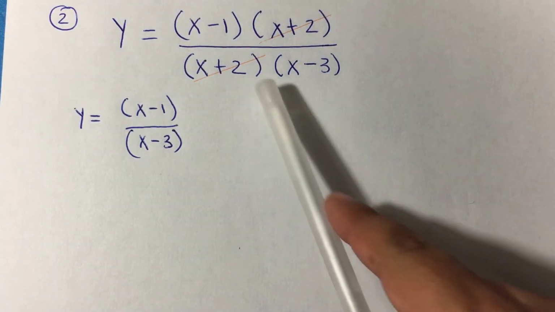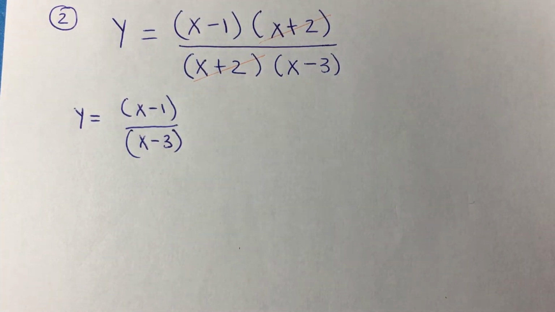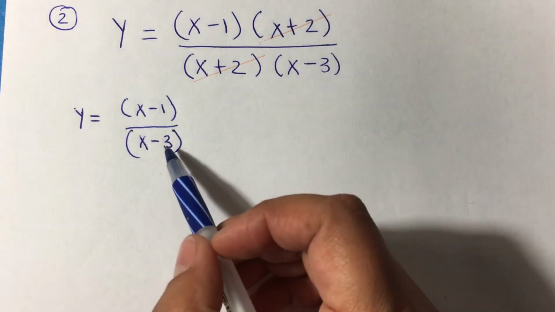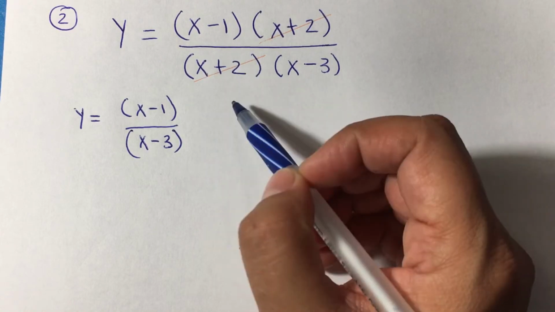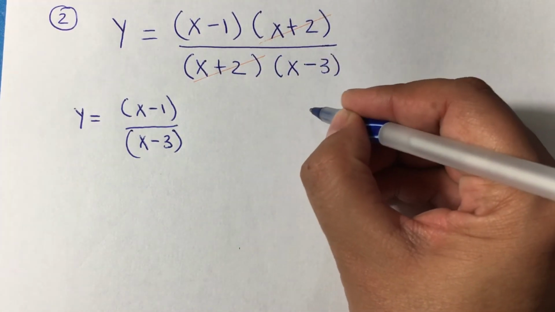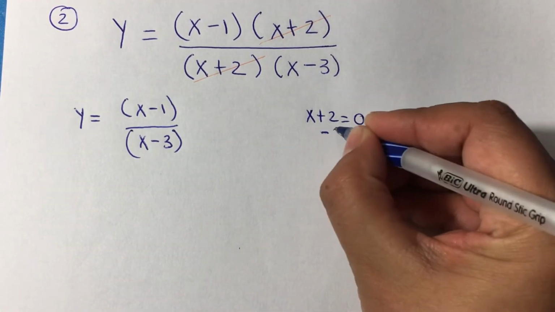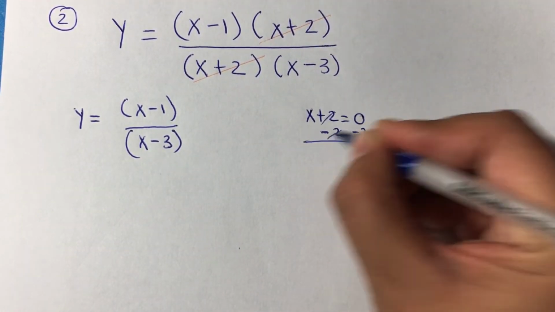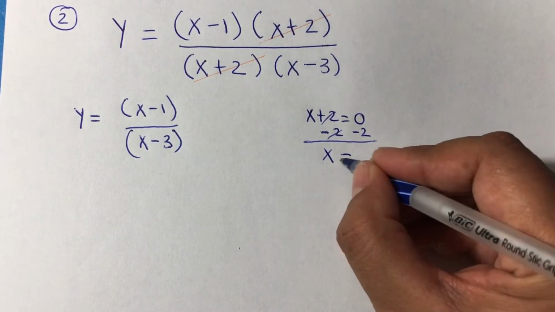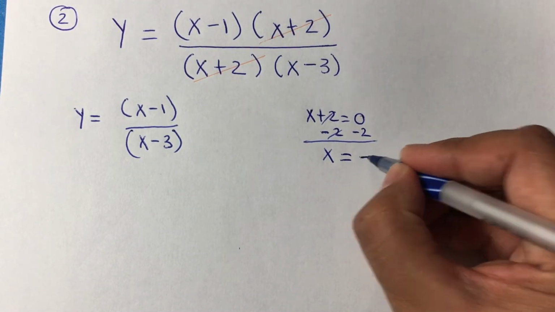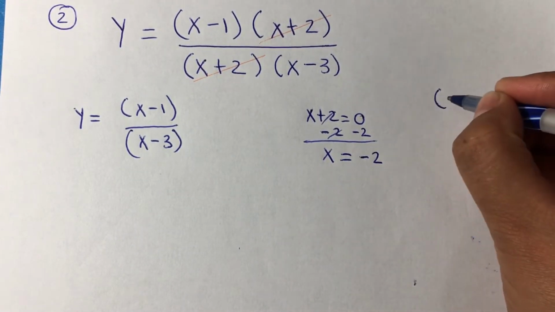And so the second thing that you want to do is to find that hole or removable discontinuity. It's going to be exactly at that point when that is equal to 0. So x plus 2 equals 0. We solve for x by subtracting, and so x equals 0 minus 2, which is negative 2. So that's my value of x.